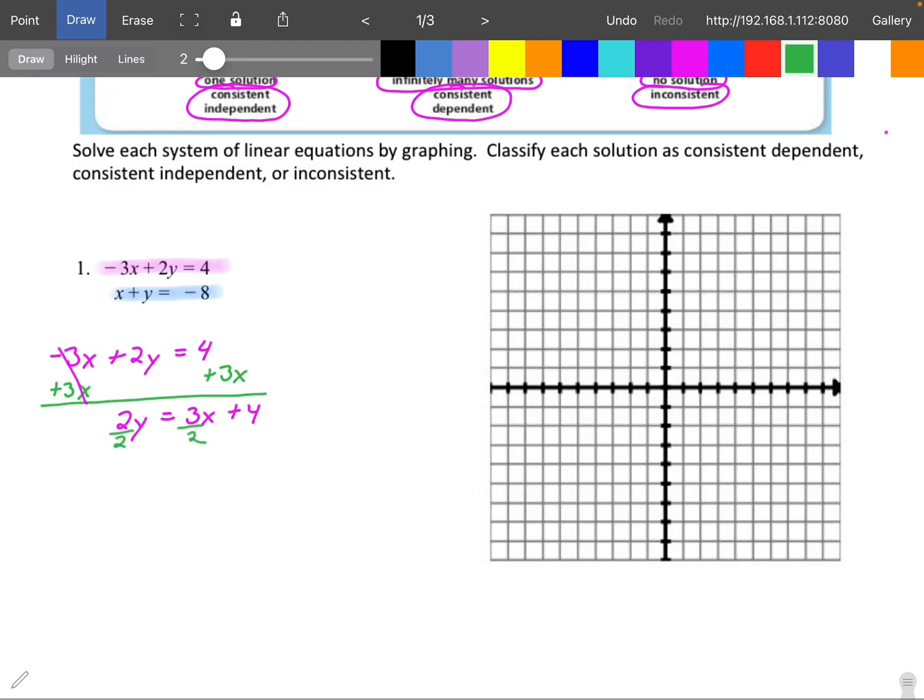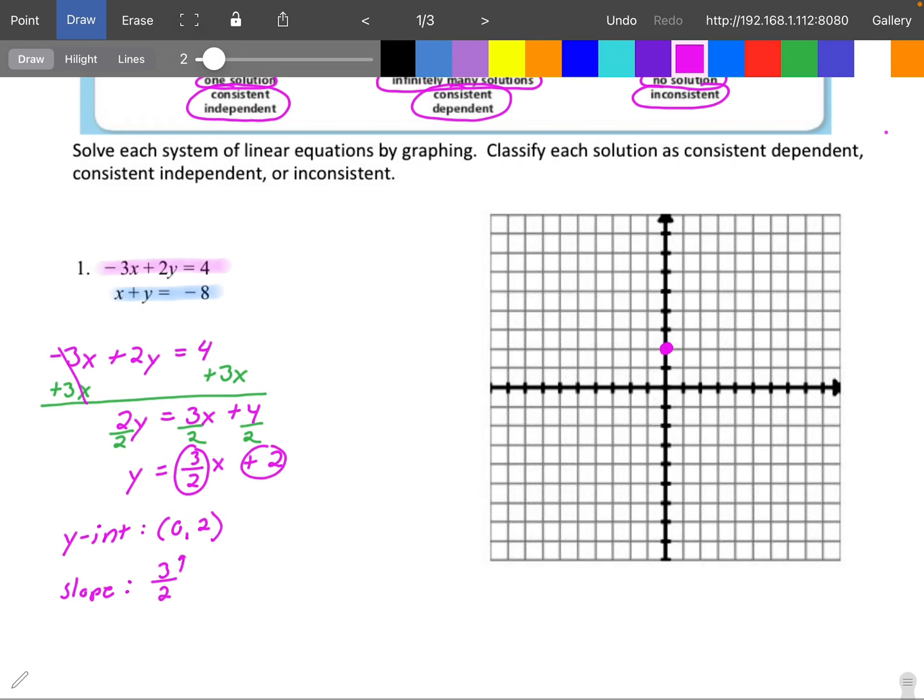Then I need to get rid of the 2 in front of the y. So that's going to give me y equals 3 over 2 does not simplify, so we have 3 over 2x, and then 4 over 2 becomes plus 2. So that tells me that I have a y-intercept of positive 2. So that's going to be (0, 2). So I'm going to go to the y-axis and put that on my graph. Then from that point, I can count the slope, which is whatever's in front of x, so 3 over 2.